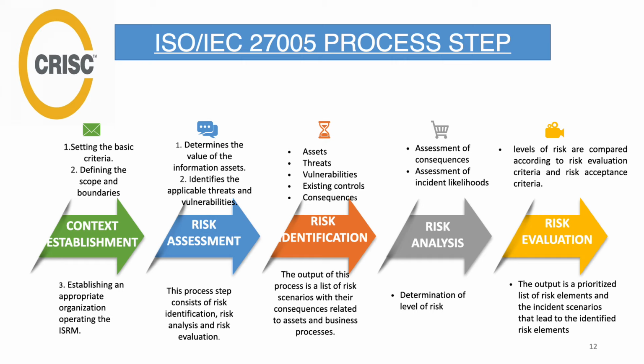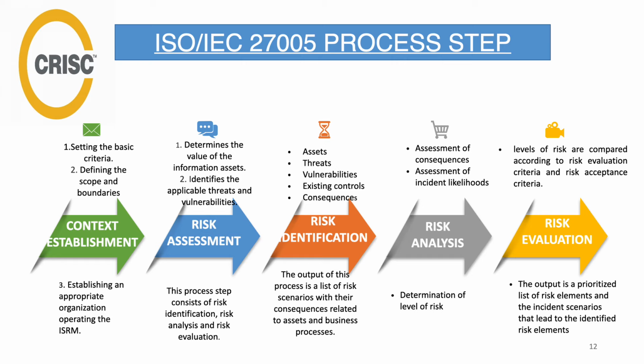Right? Okay, let's discuss the steps one by one. First, context establishment: setting the basic criteria, defining the scope and boundaries, and third, establishing an appropriate organization operating the ISRM. In this, what happens? The risk management context sets the criteria for how the risks are identified, who is responsible for the risk ownership, how risk impacts the confidentiality, integrity, and availability of information, and how the risk impact and the likelihood are calculated.